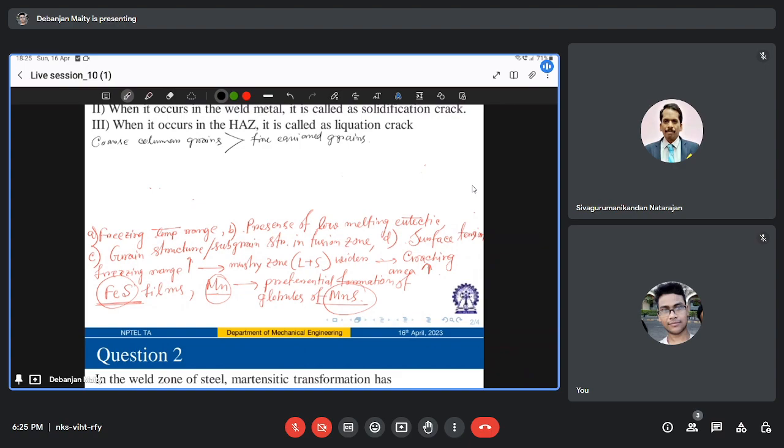On the other hand, if the surface tension of the liquid is high, it will tend to ball up to form globules and will not coat the grain boundaries with a continuous film, right? So this basically reduces the susceptibility to cracking. And these are the effects of different surface tension of the liquid, yeah.